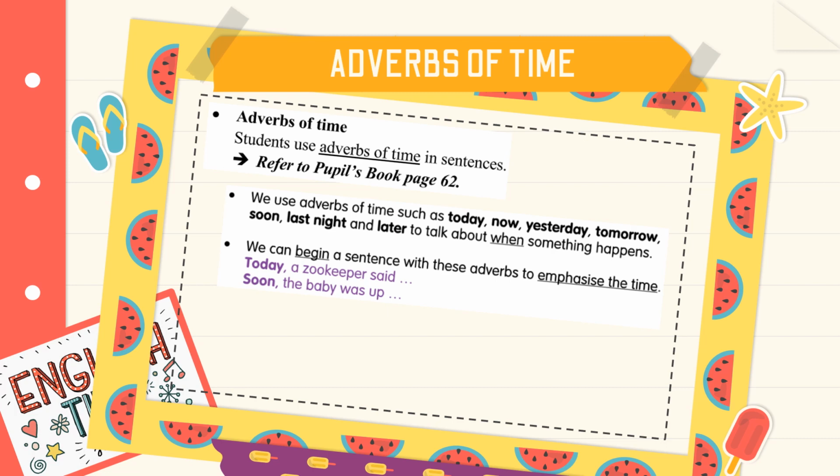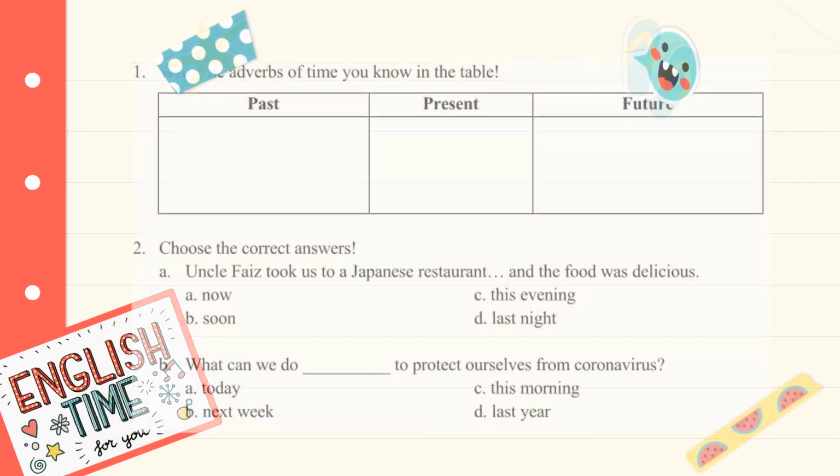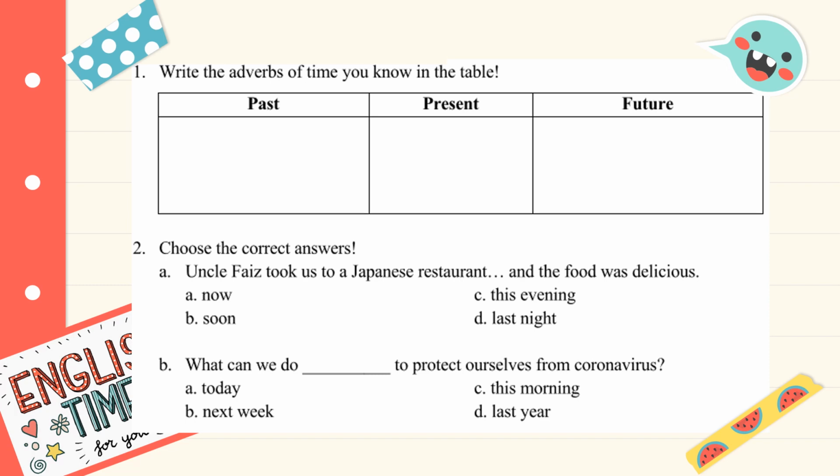Like, today, a zookeeper said... Soon, the baby was up... Last night, I... Okay? Now let's do the exercise. Number 1, write the adverbs of time you know in the table.